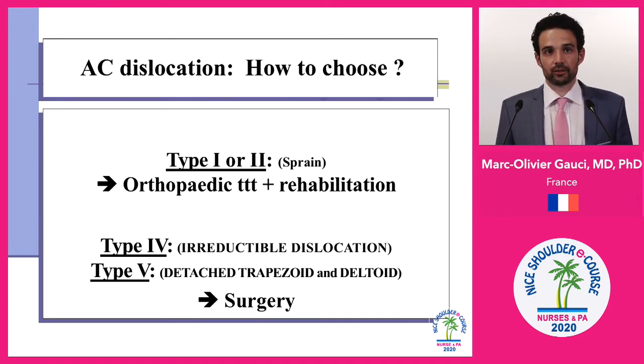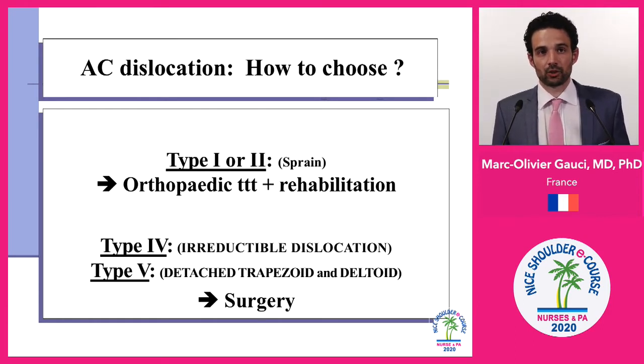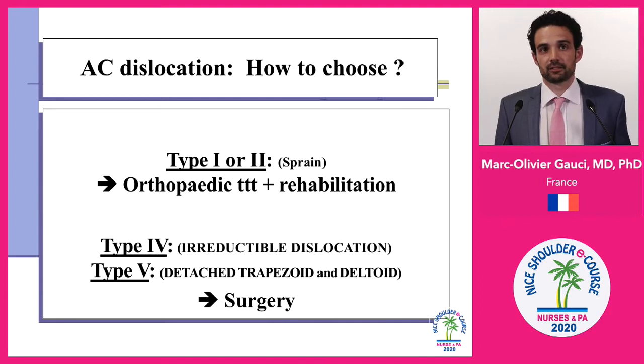For type 5, you see there is a posterior dislocation of the clavicle. It's better to make a surgery. The same for type 4, with the detachment of the trapezoid and the deltoid. In that case, there is no hesitation, you have to do a surgery.